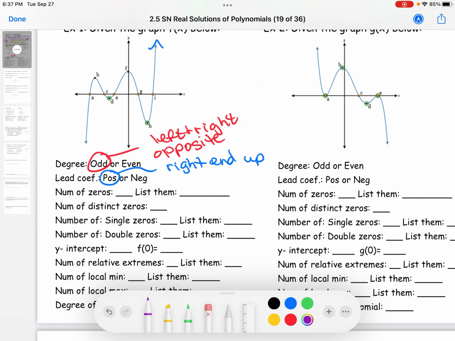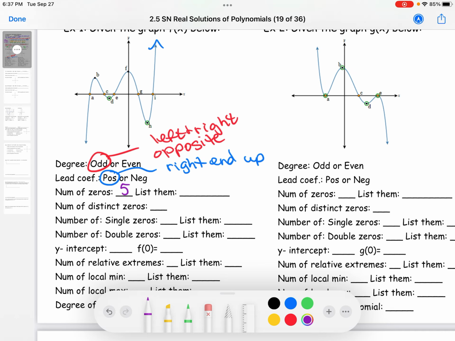Now, the number of zeros here is every place the graph crosses the x-axis. So there's 1, 2, 3, 4, 5 places the graph crossed the x-axis. So that is 5 x-intercepts.